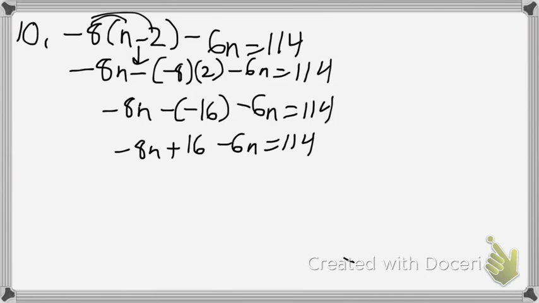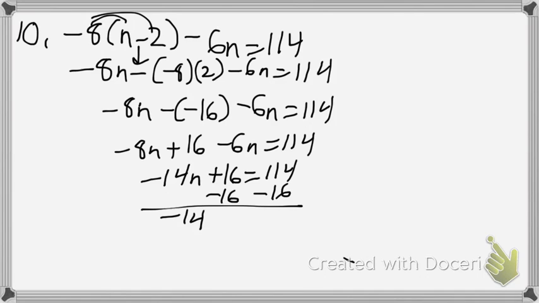So we're then going to combine like terms. That's going to give us negative 14n. So now our parentheses are together. Plus 16 equals 114. We're going to subtract 16 from both sides. Subtraction property of equality. And we're going to get negative 14n equals 98.